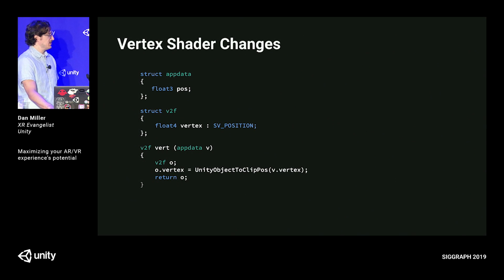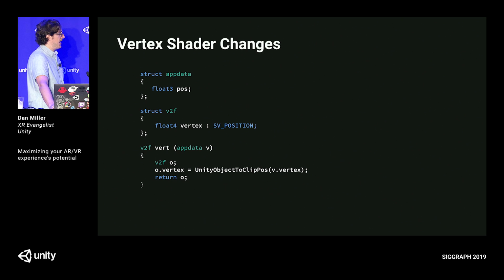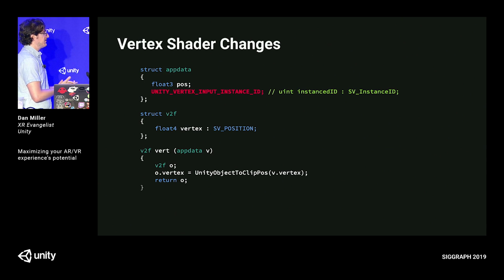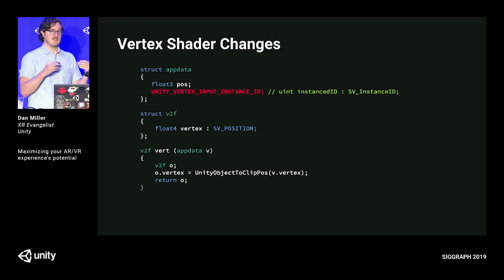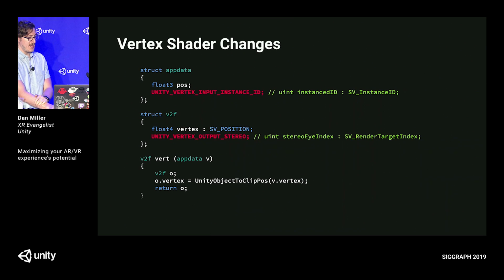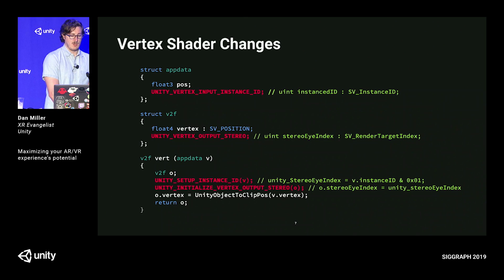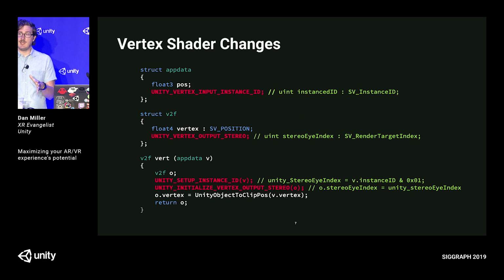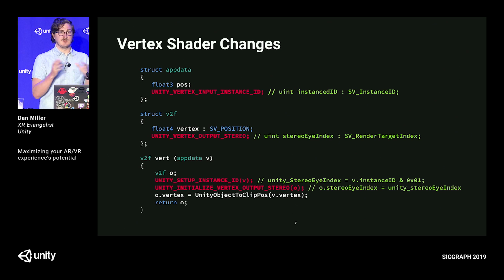So what does that look like? Here's a basic vertex shader. And what you need to do is start putting in these different macros at each level. What this does is tell the shader, so it's able to understand which eye it's being rendered for and things like that. So first in the appdata, we're putting that in. And then in the struct, we're telling it to output to the stereo. And then finally down there in the vertex shader, this is where we're setting and passing in which eye it's being rendered to so that it can take advantage and render for these new stereo methods.